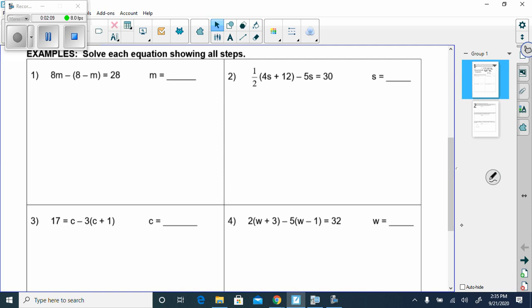So on number 1, what should I do first? Combine. Or parentheses. That's called the distributive property, right? We have to distribute. Having a negative here is the same as a -1, right? So we're going to distribute a -1 into our parentheses. All that's really going to do is change the signs in there, right? So my 8 is going to become -8, and my -m will become positive m.